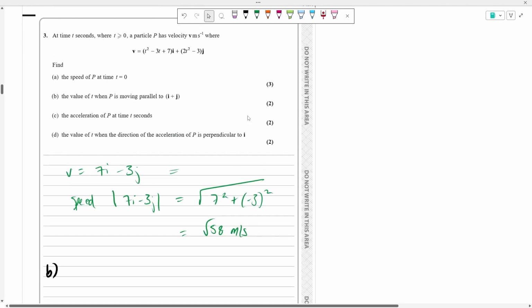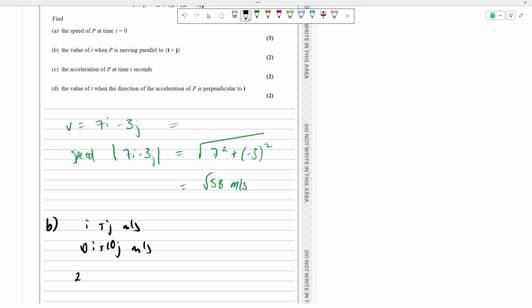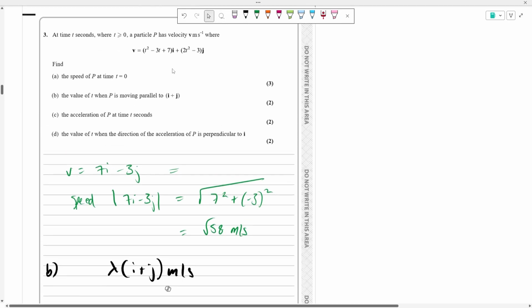So part B. The value of t when p is moving parallel to i plus j. Essentially that means your velocity is like i plus j meters per second, or 10i plus 10j, maybe 25i plus 25j. You get the idea: the i and j components are the same. So we can abbreviate this as lambda i plus j meters per second. That's our velocity.